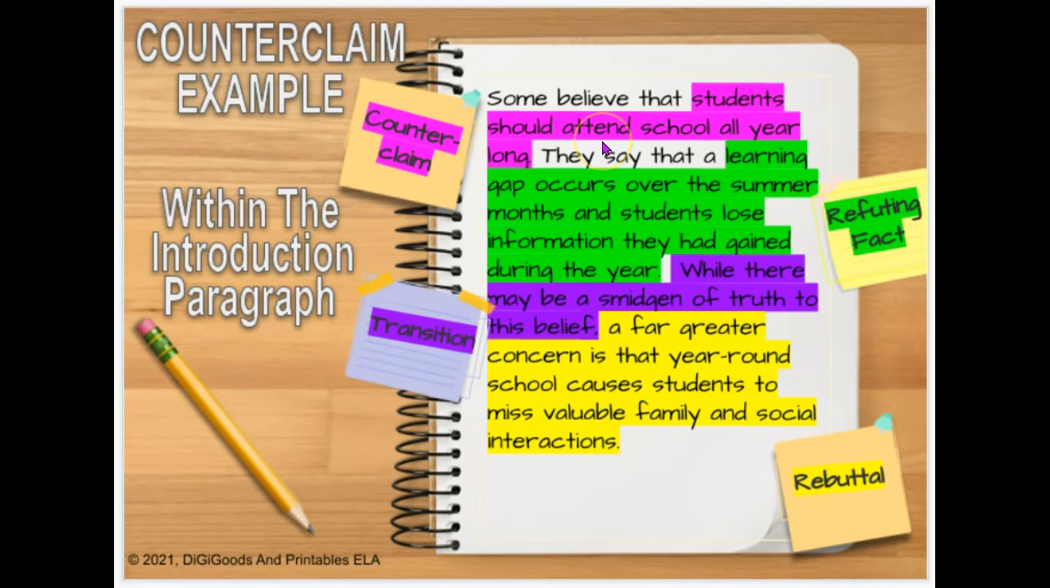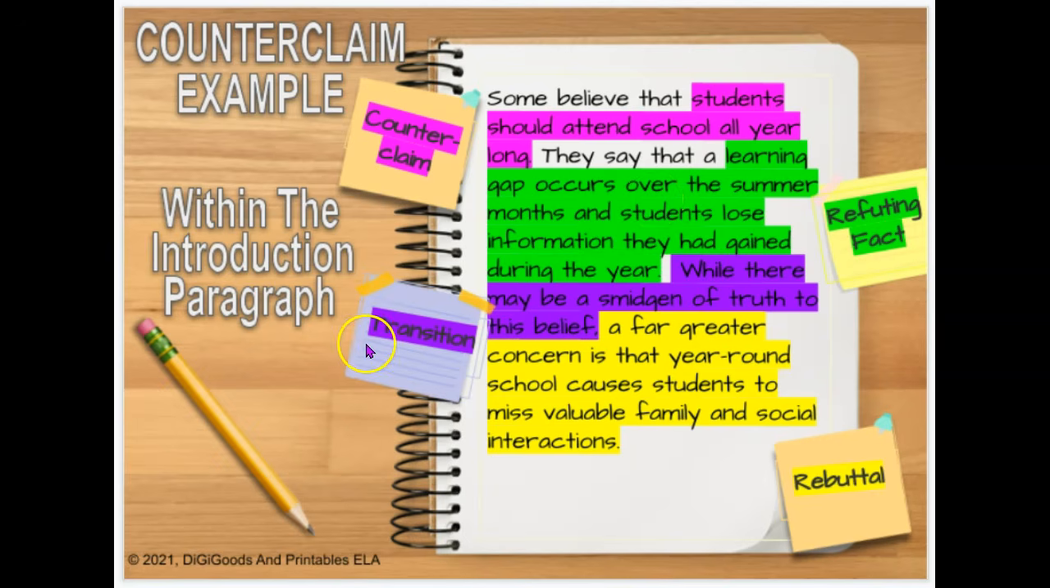Some believe that students should attend school all year long. This is the counterclaim. This is what the opponent would say. And then to refute this fact, they say that a learning gap occurs over the summer months and students lose information they had gained during the year. So the counterclaim is that students should attend school all year. That's what some people believe. And the refuting fact is that they would lose learning due to gaps over the summer months.